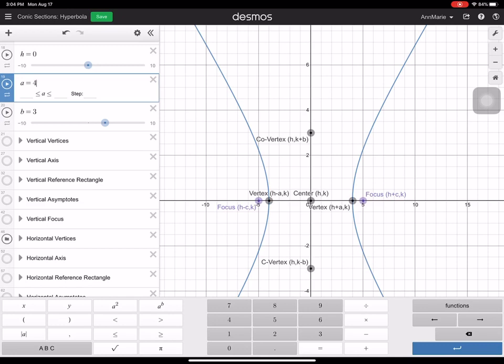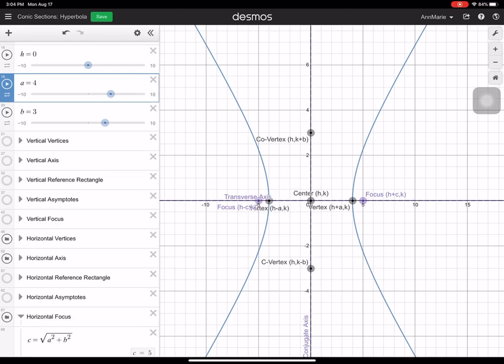Your vertices are on the line that passes through the focus points. The name of that line is called the transverse axis. The conjugate axis is the line that is perpendicular to that and does not pass through the focus points. It passes through two points that are called the covertices. In ellipses, those points were called not the covertices, but the endpoints of the minor axis, right? Okay.